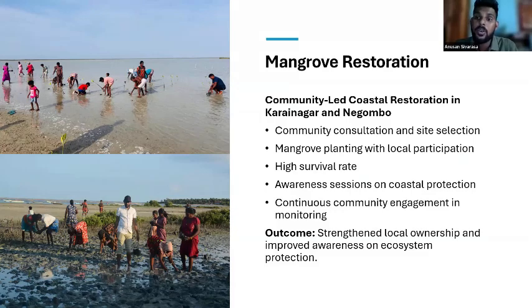And also after restoration, we gave the community knowledge on how to monitor the planted mangroves and how to look after them, because after planting, algae and other plastic particles may come and stay with the seedlings. So we taught the community how to monitor the species. Because of this community ownership, we got this success. And we followed the same process in the Negombo area as well.